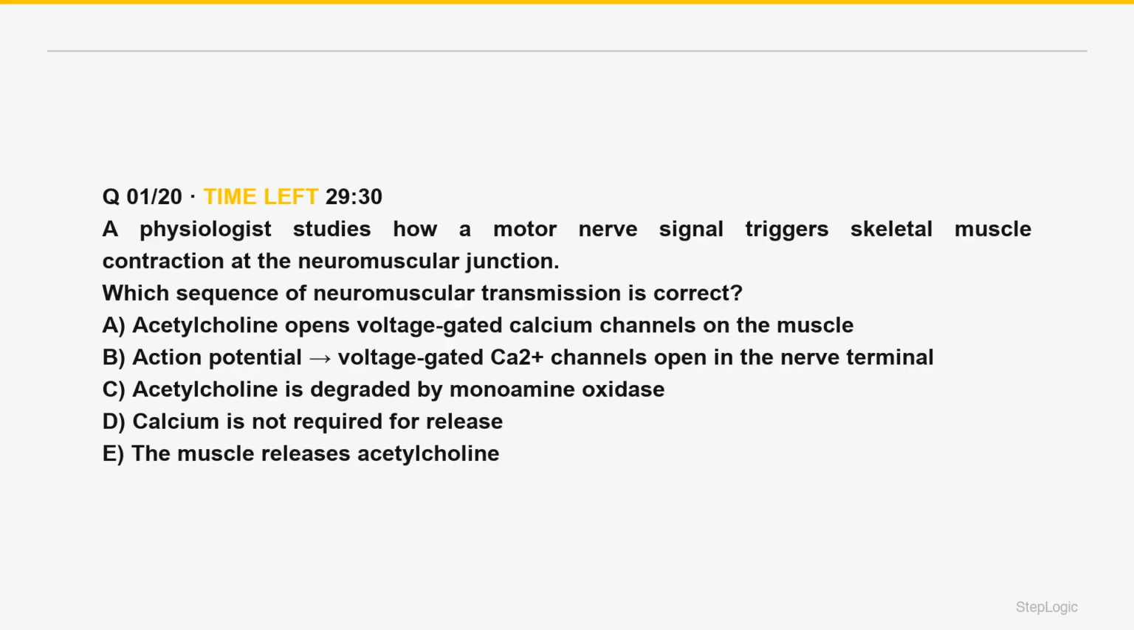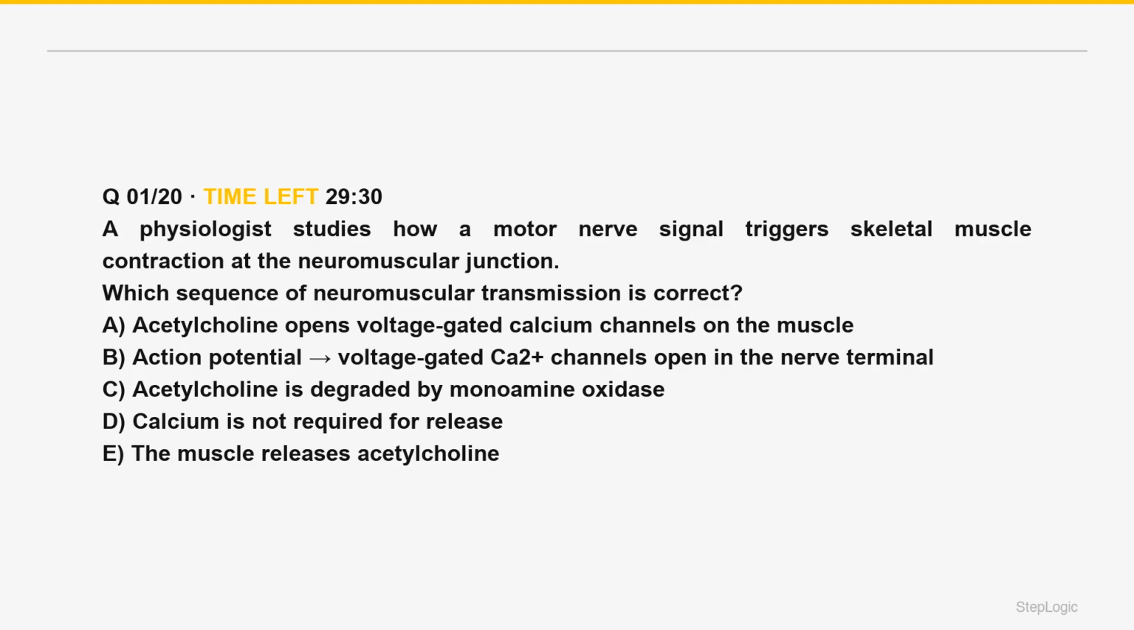Which sequence of neuromuscular transmission is correct? A physiologist studies how a motor nerve signal triggers skeletal muscle contraction at the neuromuscular junction. Read the command. Which NMJ transmission sequence is correct?